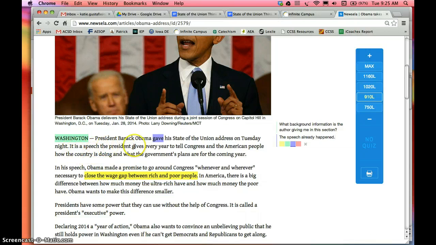It is a speech the president gives every year to tell the Congress and the American people how the country is doing and what the government's plans are for the coming year. The speech already happened, and it told us what the government's plans are for the coming year.